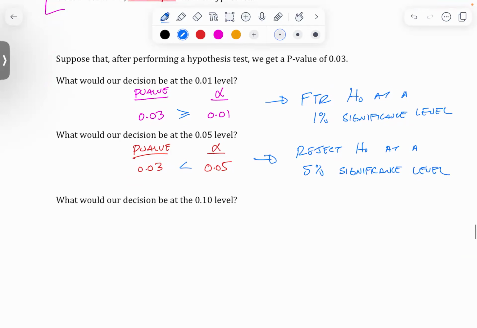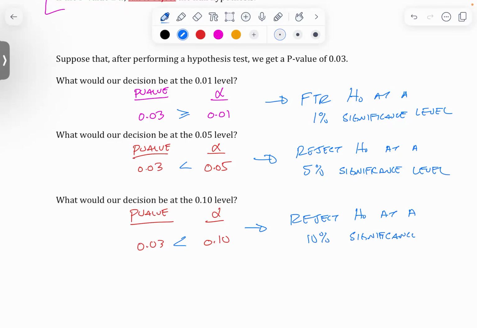And lastly, let's do that one last time. P-value is still 3%. Now my significance level is 10%. And 3% is less than 10%, which tells us that we are going to reject H0 at a 10% significance level.